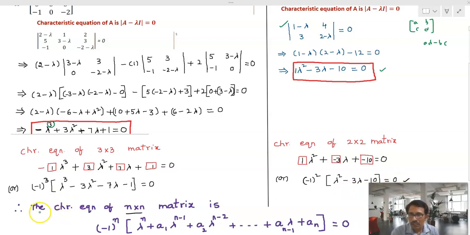Now the moral of the story is, if you take an n by n matrix, then what happens? For an n by n matrix, the characteristic equation will be a polynomial equation of degree n. Similar to 3 by 3, it is a polynomial equation of third degree; for a 2 by 2 matrix, it is a polynomial equation of second degree. For an n by n matrix, it is a polynomial equation of nth degree, and the leading coefficient will be minus 1 to the power of n, and you take it common, you will get an equation of this form. This is the first point, right?